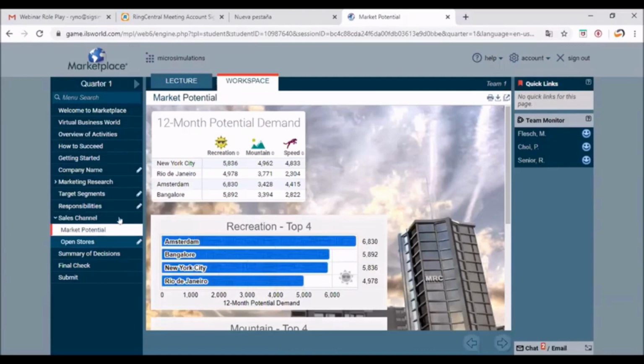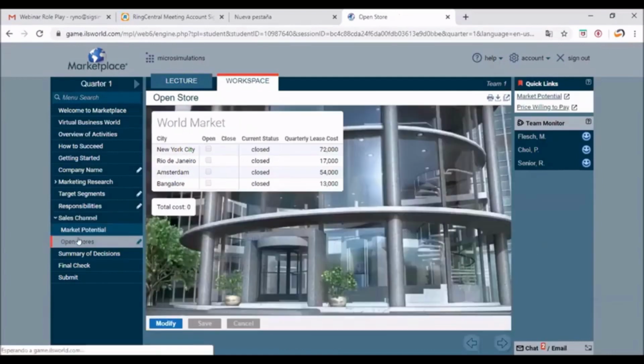Great, perfect. And then I'm going to go into the page and click modify and assume the 13,000 for the opening of the Bangalore office, and then click save. Okay, my changes have been saved, so we're good. Sounds good. Thank you. I'm turning my screen back to you, Marianne.